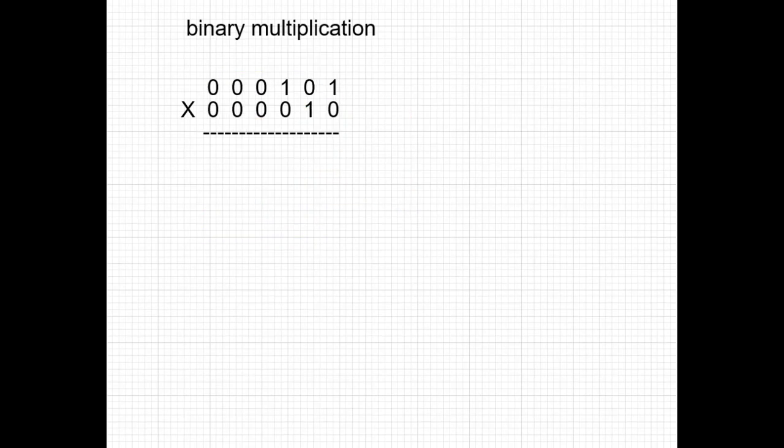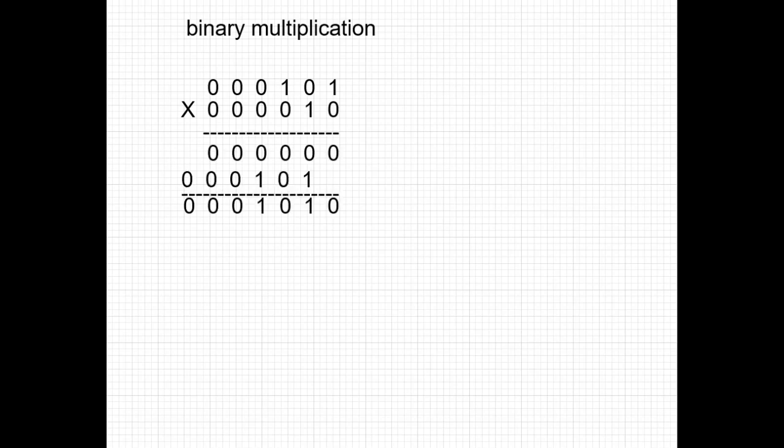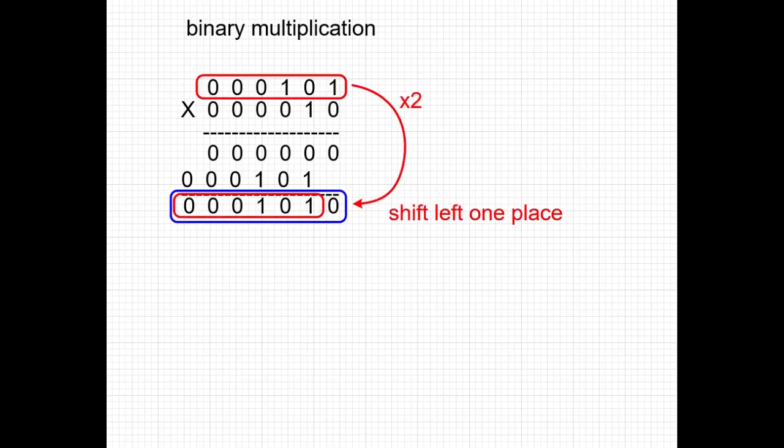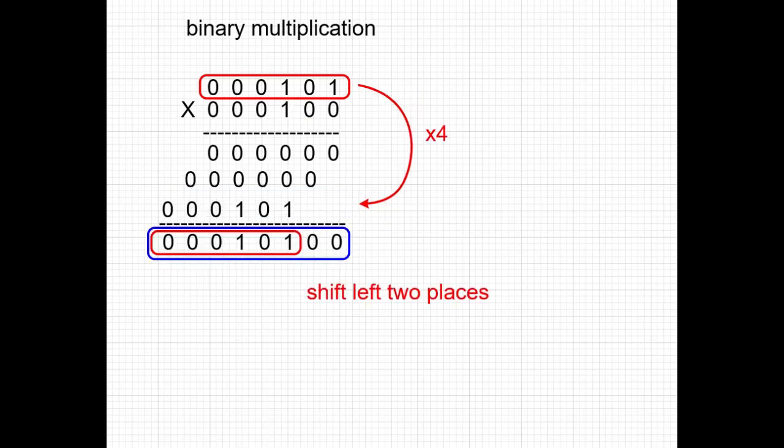Next, we'll look at a special case of binary multiplication. Here, we're multiplying 5 by 2. And so we carry down the multiplicand, shifting to the left as we go. But we pause to look at this. We multiplied by 2 and shifted the multiplicand left one place. We see that when we multiply by 4, again it's the multiplicand, but now shifted 2 places.